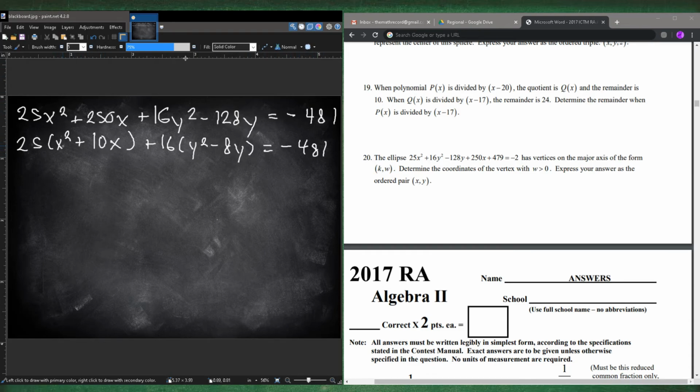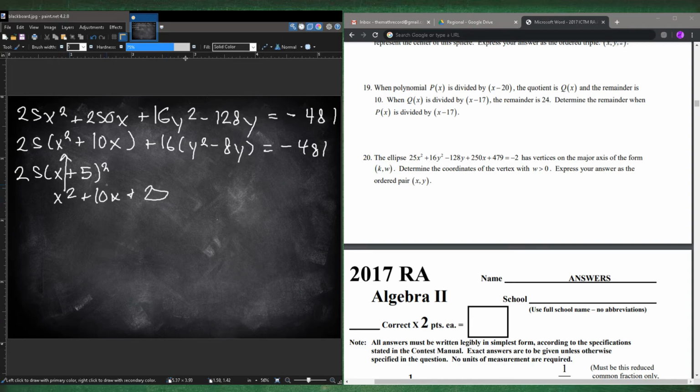Okay, so now we have to complete the square inside. So we have x plus 5, and then that's squared. So x squared, and then x times 5 is 5x. Since this is squared, we need to multiply by 2, so that's going to give us our 10x right here. But we have the extra term, because this expands out to x squared plus 10x plus 25, right?